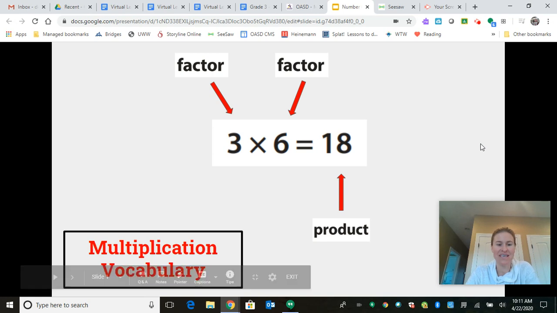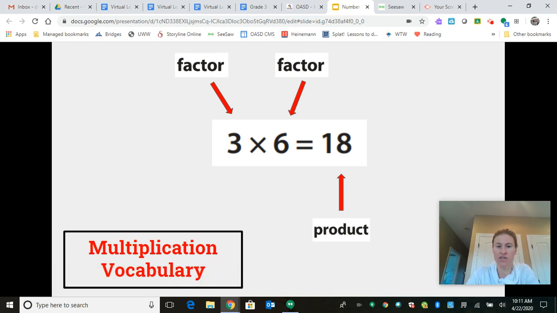Hi, mathematicians. Today we're going to look at some mathematical vocabulary with multiplication and division so that we can get really good with our math facts. And then there's a way for us to practice on Seesaw. So to begin, let's look at multiplication.